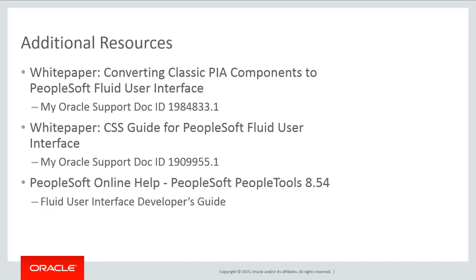Select the Product Families tab and choose the PeopleSoft PeopleTools 8.54 link, and when you expand the Development Tools section, you will see a link called Fluid User Interface Developer's Guide. If you don't see it, make sure you have the Products tab selected properly.